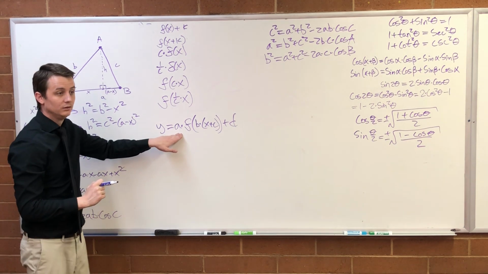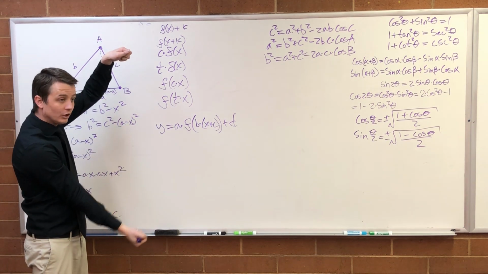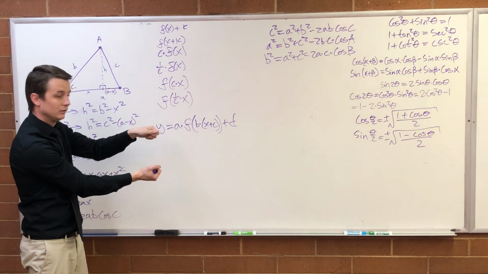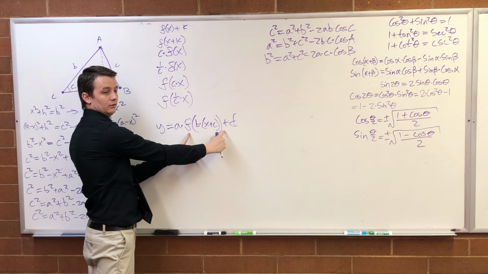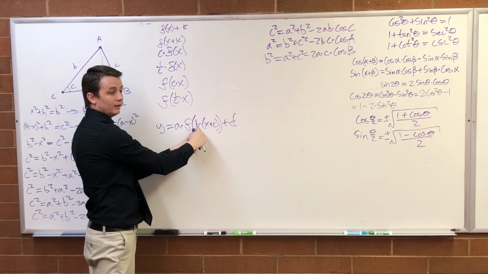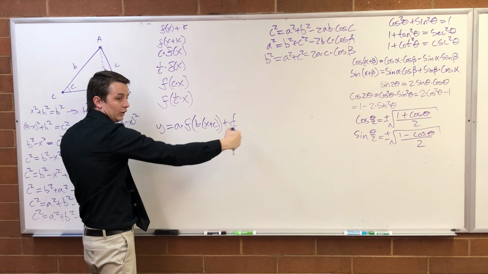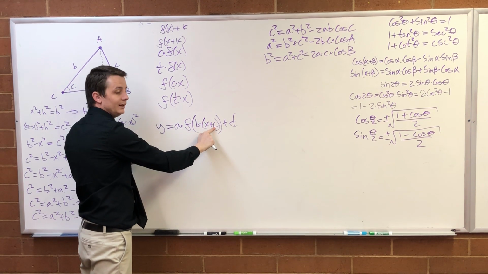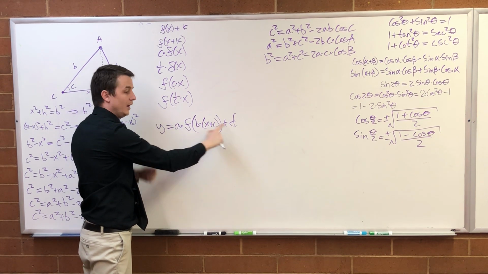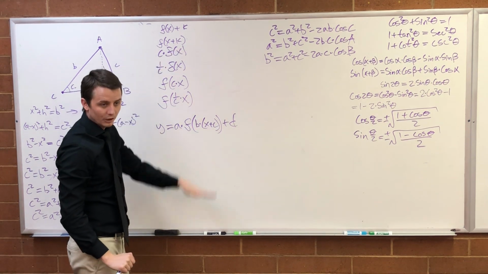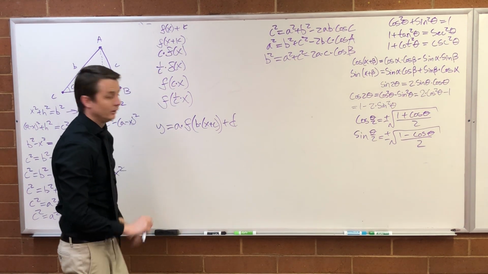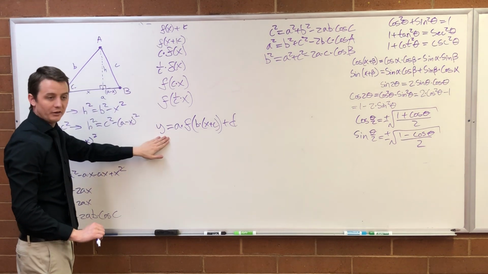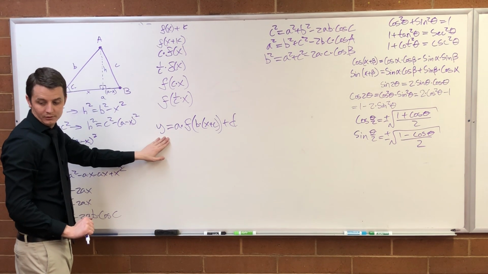The a here is stretching or compressing it vertically. Here's our function. The b here is compressing or stretching it horizontally. The c here is our shift. And the d here is shifting the whole function up or down. It's all these things combined in one go. There you have it. You with me?